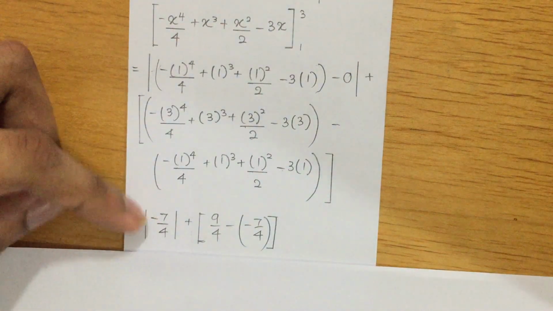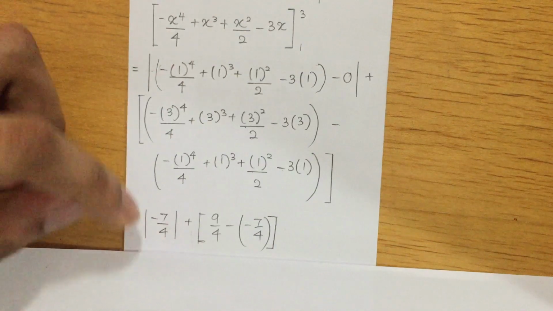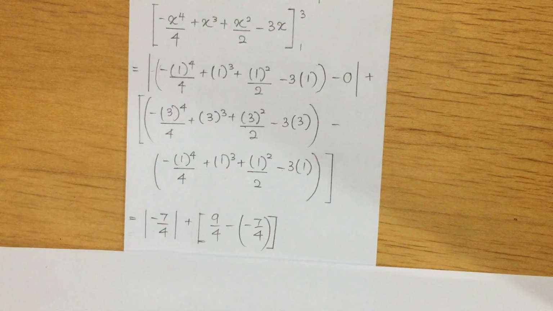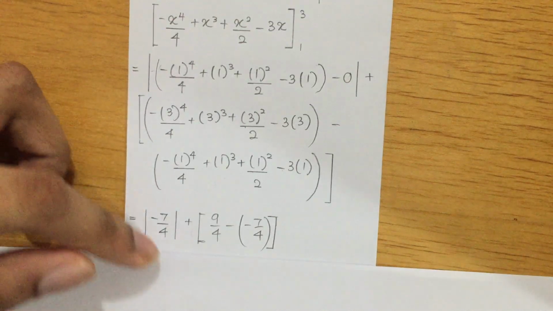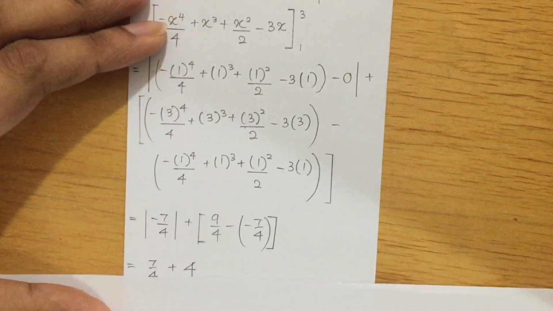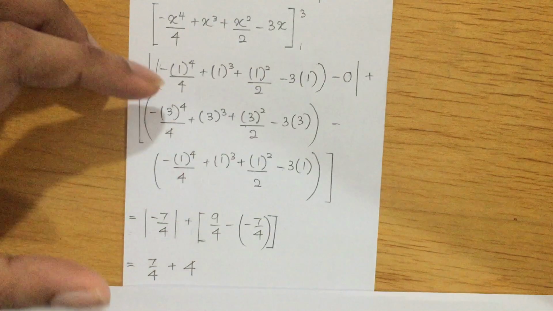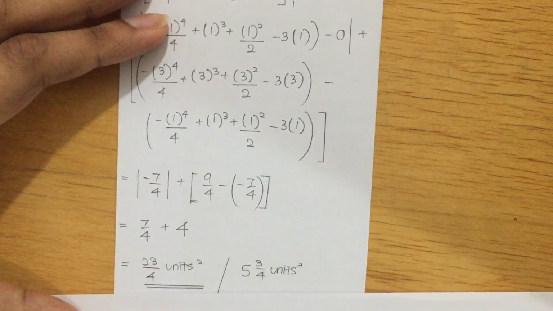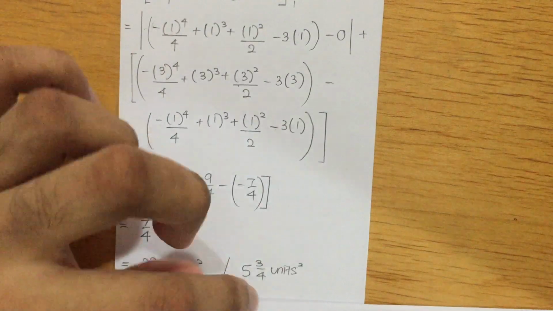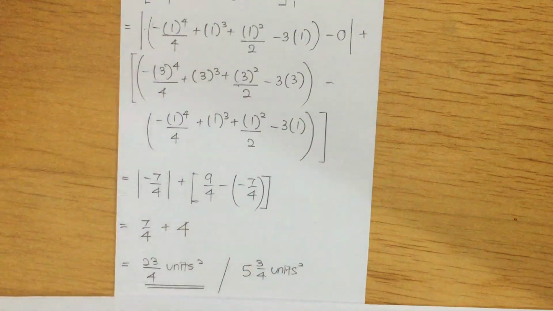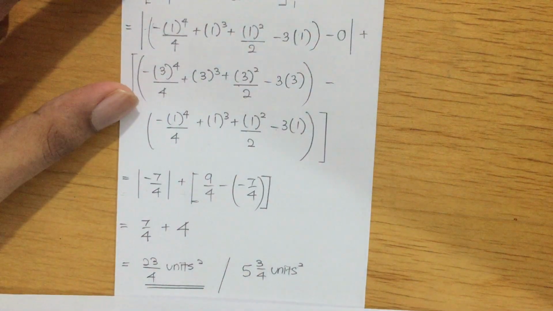So negative 7 over 4, since you have a modulus sign over here, which makes sense, negative 7 over 4 indicates that your area is in the negative region. But then your area is a scalar value, guys, so you change back into a positive value by adding a modulus over here. So from here, 7 over 4 plus with 4, you should be getting your answer 23 over 4 unit square, or you can write in the mixed fraction, which is 5 3 over 4 unit square. If you write in either one, it's acceptable, guys.